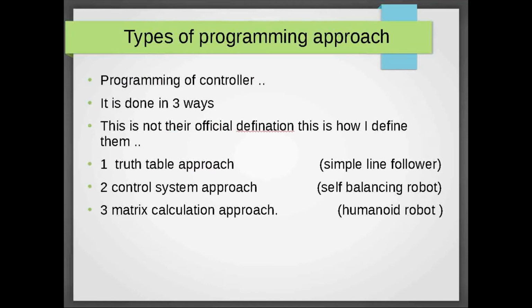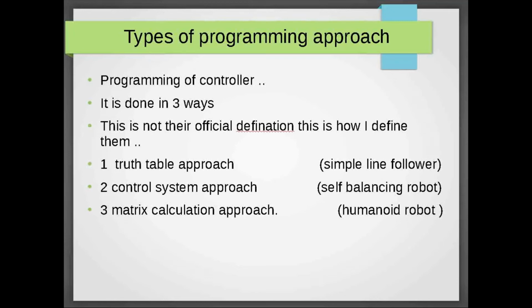Types of programming approach. Programming of a controller is done in 3 ways. This is not their official definition. This is how I define them. Number 1, truth table approach. In this approach, we design our programming structure very similar to how we design our digital logic circuits. Example of robots that can be designed using the first approach is a simple line follower.